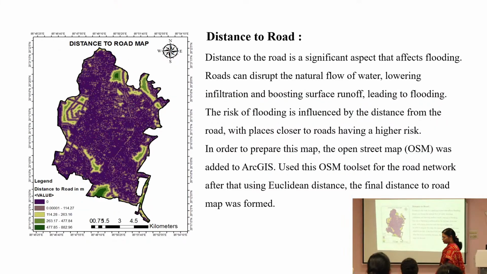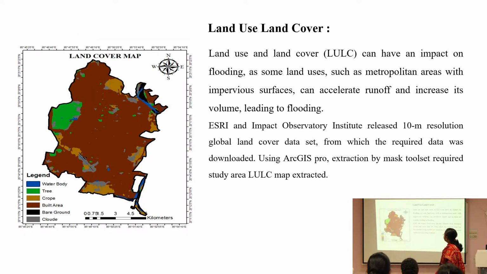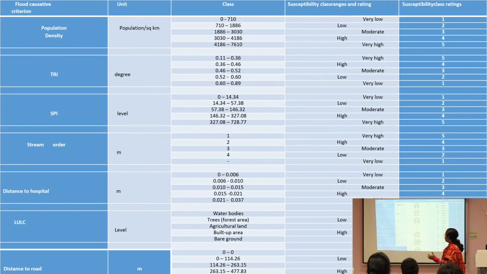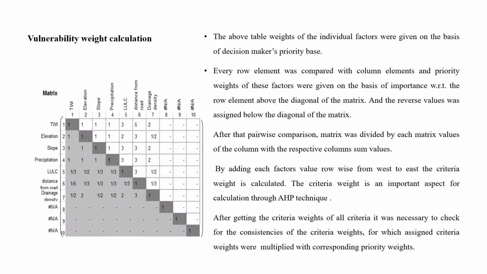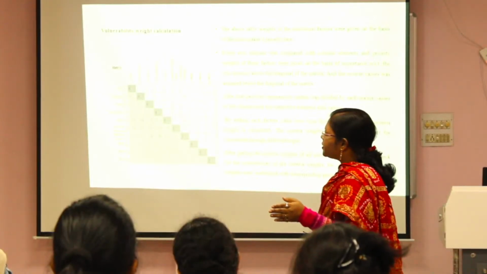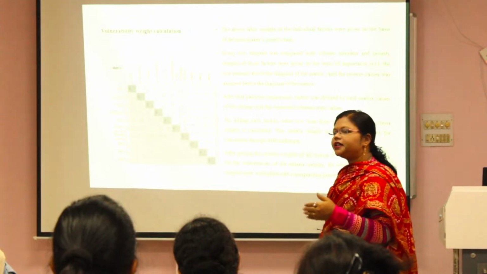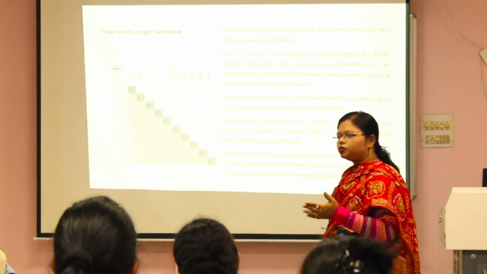Distance to road, so land use, land cover. Then again you keep the weights for these parameters. Then you have two sets, the vulnerability parameters and the hazard parameters. So now you come to the AHP technique. So these parameters, you have 7 parameters and you have to make the matrix of 7 parameters and give the weightage 1, 2, 3 like this.